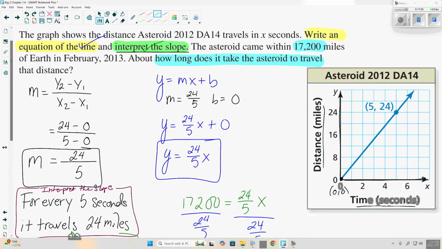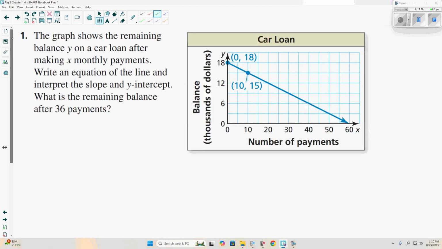Okay, questions on this here? Because again, what we're doing is just finding equations of lines and interpreting what it's telling us. So if we look at this next one here, the graph shows the remaining balance y on a car loan after making x monthly payments. Write an equation of the line. So there's one piece. We're going to write an equation of the line and interpret the slope and y-intercept.